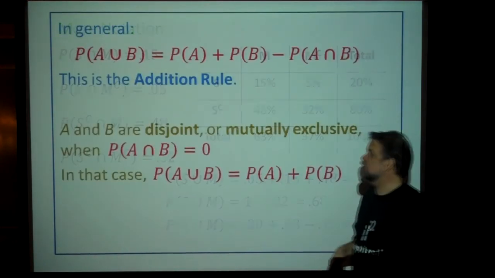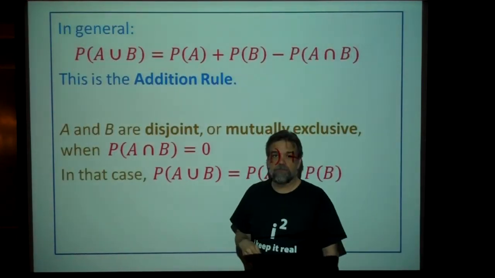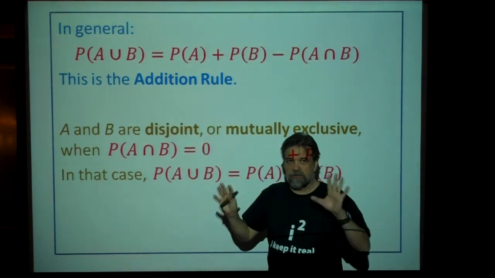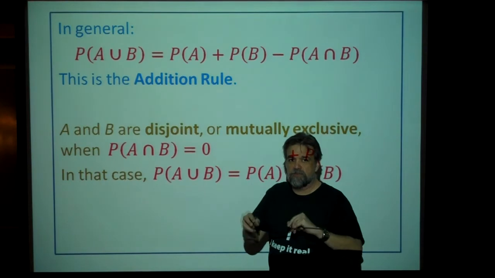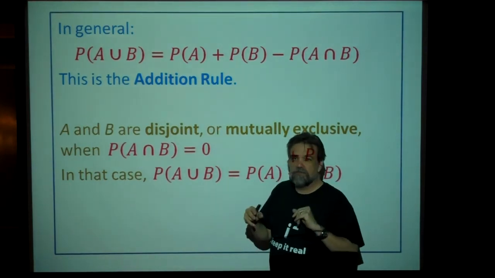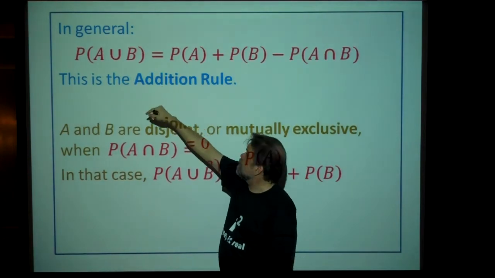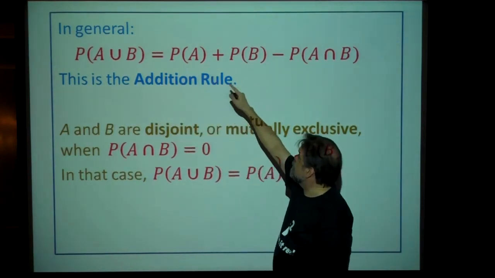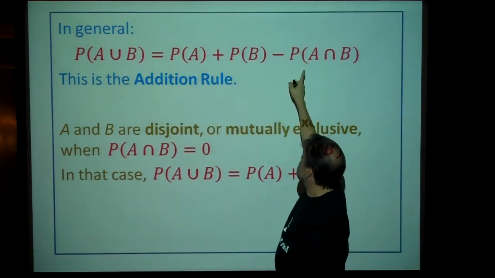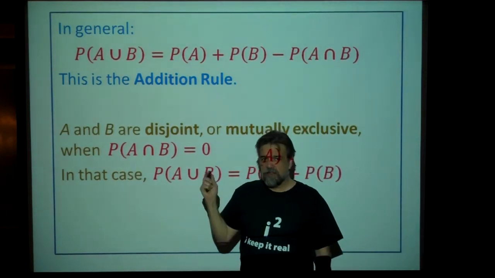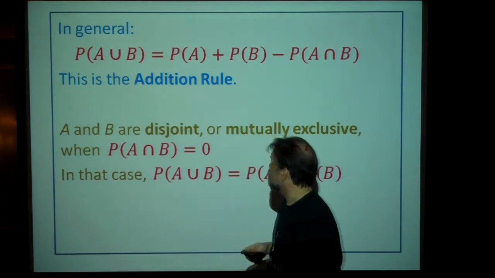And this is what's known as the addition rule. The probability of events A and B, this time I'm generalizing things, I'm not talking about soccer players and musicians, I'm just talking about two events. The probability of A or B happening is the probability of A plus the probability of B minus the probability of A and B. That's known as the addition rule.